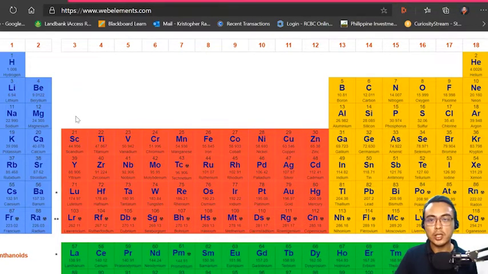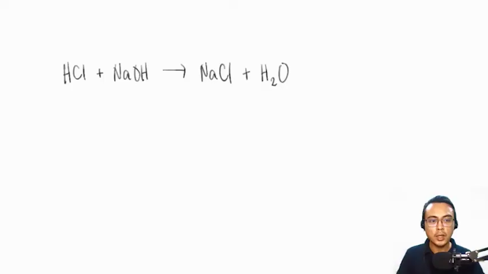Okay, so let's use this knowledge to determine the oxidation states of the elements in our example. In this chemical equation, we have 4 elements, that is hydrogen, chlorine, sodium, and oxygen. Now, these 4 elements are what we need to find the oxidation states of in both the reactants and the products, because the change in oxidation states between the reactant and the product would signal that this is a redox reaction. Okay, let's start with HCl.